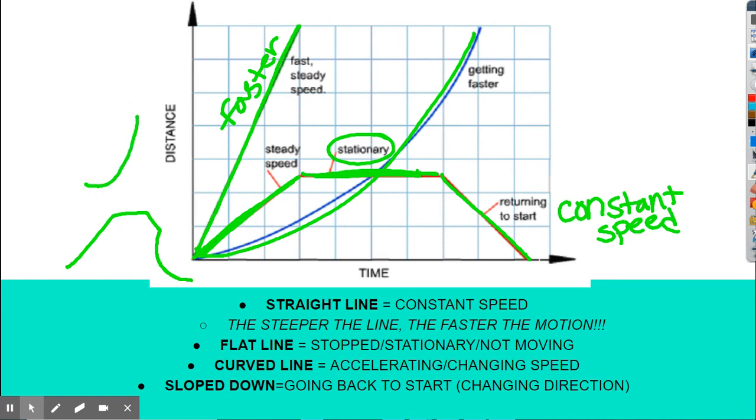A slope down, when we have this line that is going back to the starting point, means you're returning to the start. You're just changing direction. It doesn't mean that you're slowing down. You are just changing direction, going back to the start.